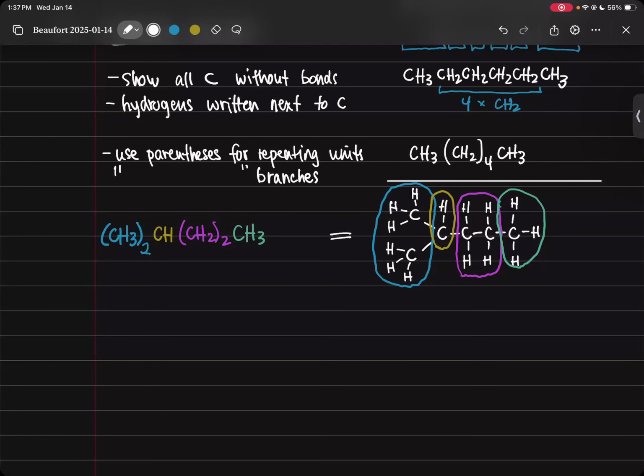Question. Yes. I don't see how I can differentiate between the first parentheses and the second one, how it's branched versus how it's in a chain. That's a good question. It is sometimes a little bit vague, but the main thing to look for there is the 3 and the 2 inside.